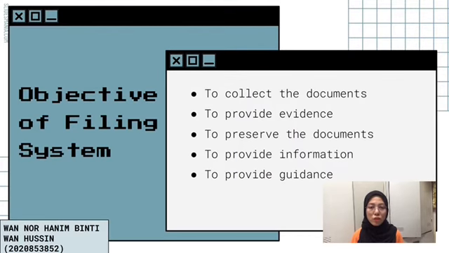Next, to preserve the documents. The collected documents should be preserved properly. The documents must be filed properly so that they will not get lost. The documents should be saved from insects, termites, rats, water, and so on.